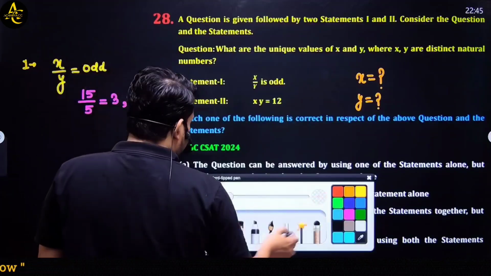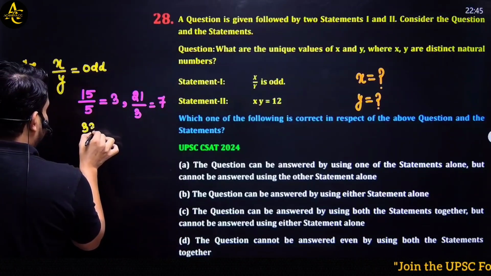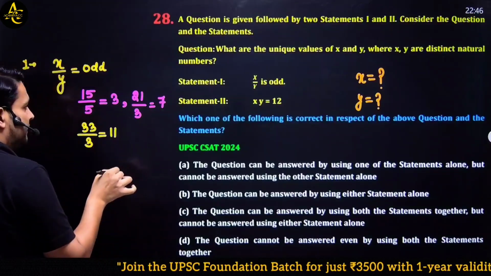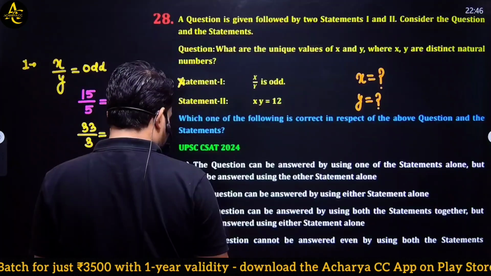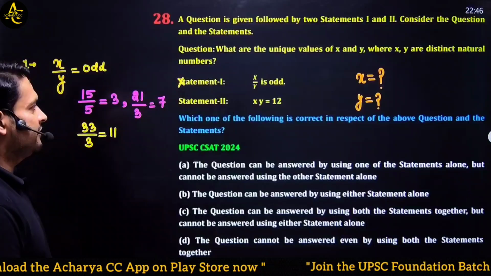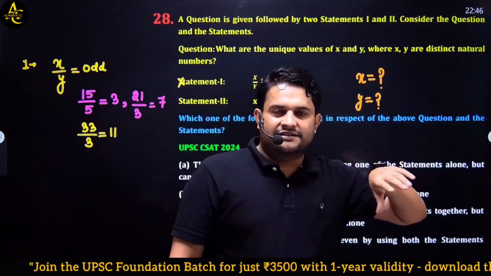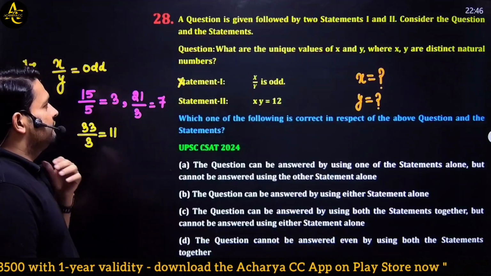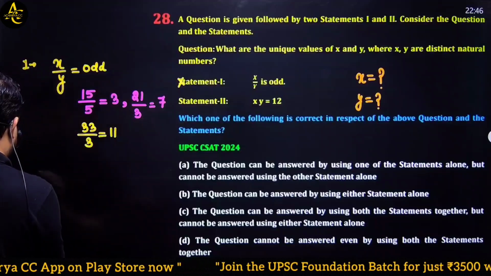So if I take x equal to 33 and y equal to 3, then I have 11. 11 is also an odd number. So the first statement is not sufficient to answer my question. And my question is, can I tell the exact values of x and y? I cannot tell the exact values of x and y by using the first statement. So I will move to statement 2.